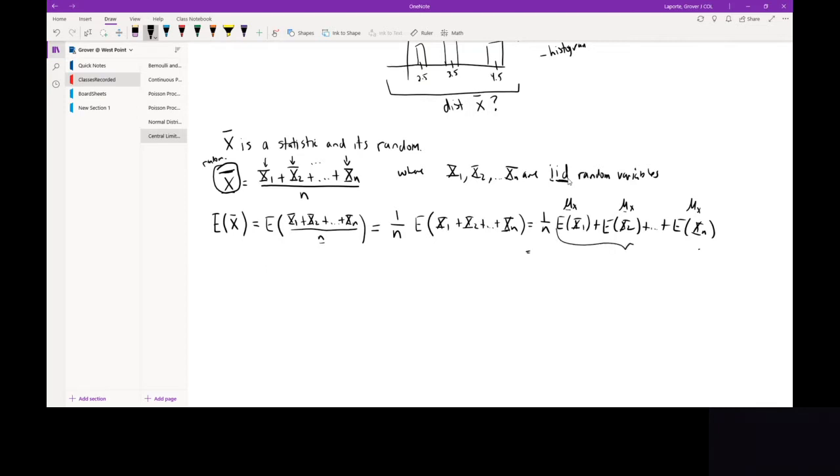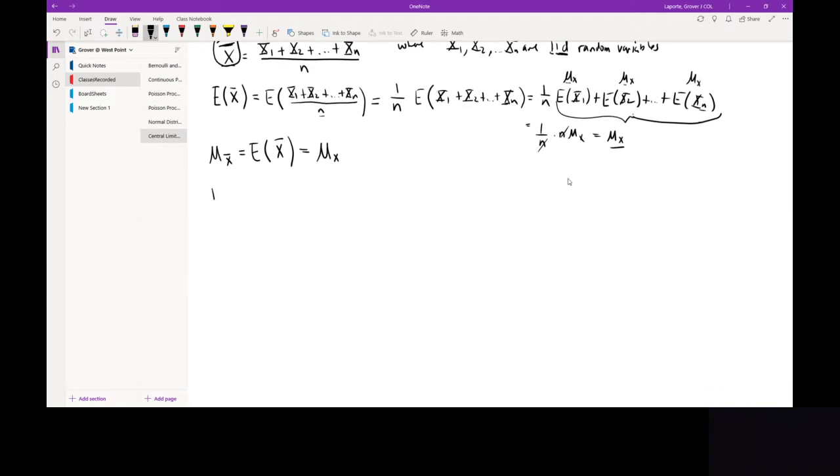Just like you would expect, there's n of them. So 1 over n times n mu x is equal to, these cancel, and you're just left with mu x. So what we're finding here is that mu x bar, which is the expected value of x bar, is equal to the mean of the underlying distribution.